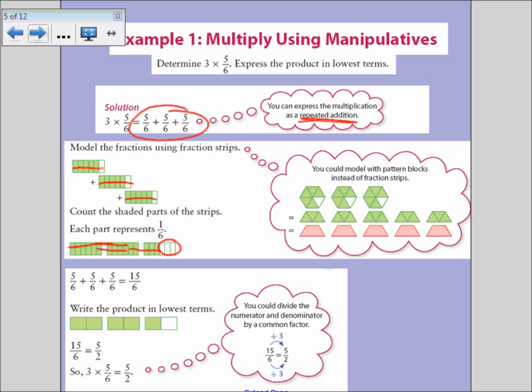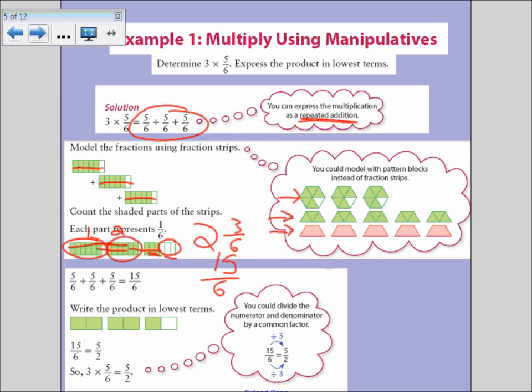Count the shaded parts. Each part represents a strip, so 2, 1 and 2, and 3 over 6, because we have 3 over 6 here. We know that this is a whole because it's full. You could model with pattern blocks instead of fraction strips as well. We could use this, we could use that, we could use this. We could write the product in lowest terms. So we know it's 2 and 3/6, or if we counted them all up, it would be 15 over 6.